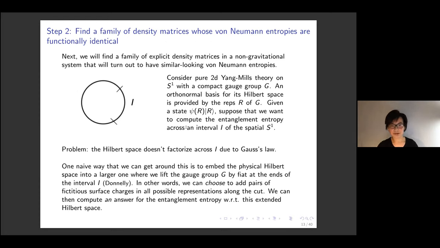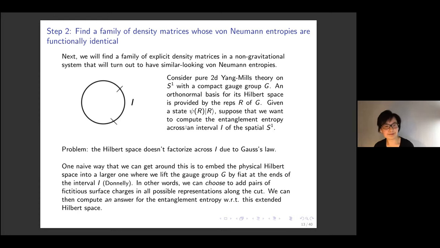Given an arbitrary state in this theory, suppose that we want to compute the entanglement entropy across an interval I of the spatial S1. Now there's a problem that you mentioned earlier, which is that the Hilbert space doesn't factorize across the ends of the interval due to Gauss's law. So this prevents us from doing the usual thing where we just take a naive partial trace, and we have to figure out what to do about it.